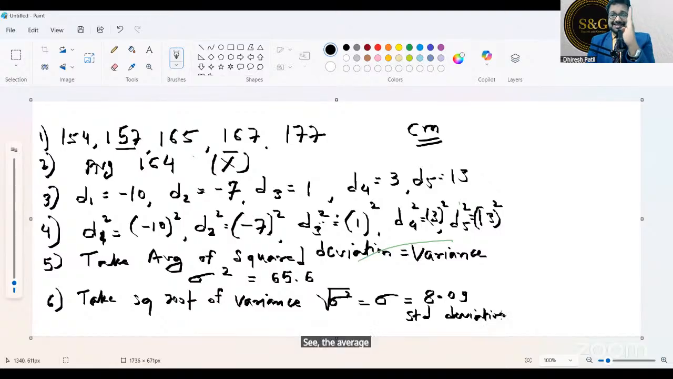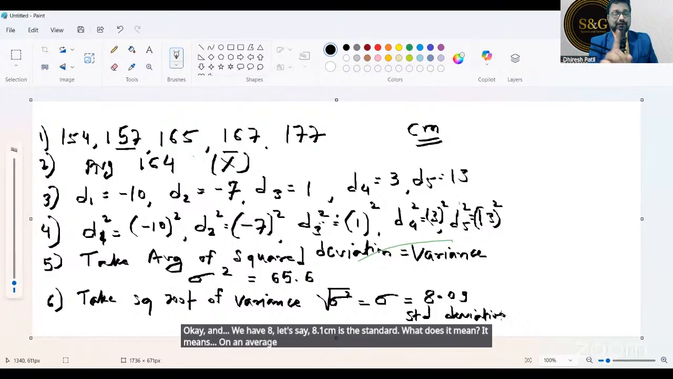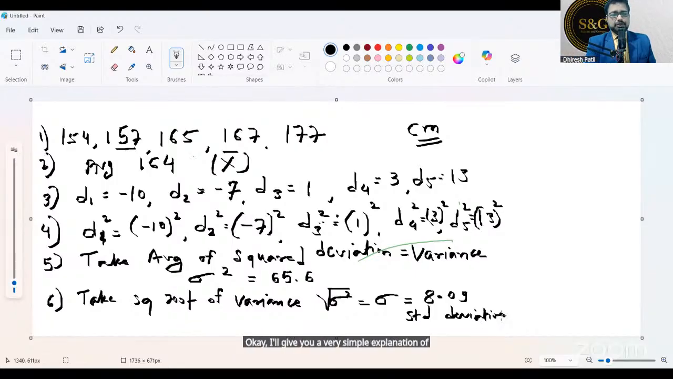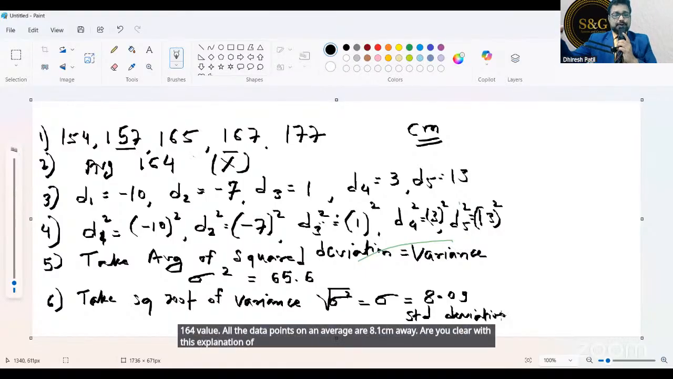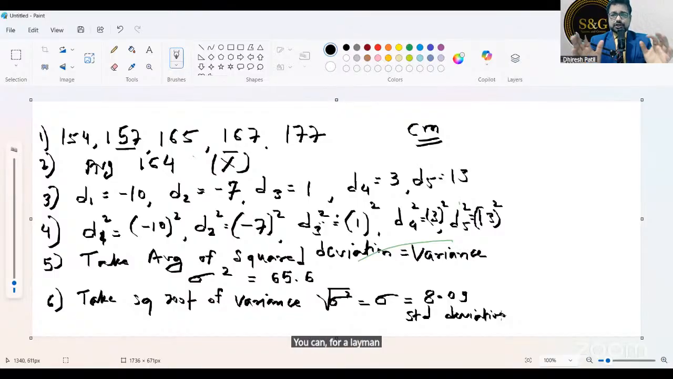See, the average is 165. And we have, let's say, 8.1 centimeter as the standard deviation. What does it mean? It means on an average, listen to me very carefully, I'll give you a very simple explanation of standard deviation. Every data point is on an average 8.1 centimeter away from the mean value. Are you clear with this explanation of standard deviation? In layman's language, it is the average distance from the mean value.